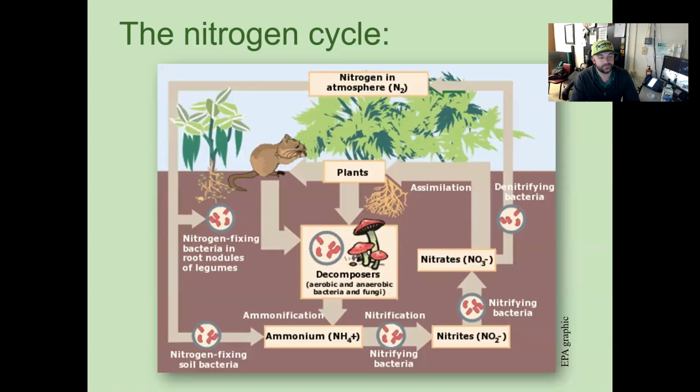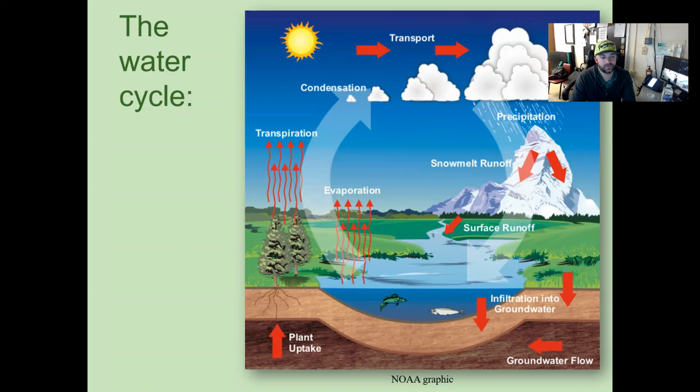The nitrogen cycle, as you can see here, is nitrogen in the atmosphere going down into the ground, nitrogen fixing bacteria in root nodules, nitrogen fixing soil bacteria, and eventually making its way around and becoming nitrogen in the atmosphere again. And then your water cycle: evaporation and transpiration, turning into condensation through transport, and then down to precipitation, into runoff, and back into your groundwater, and then going back around again.